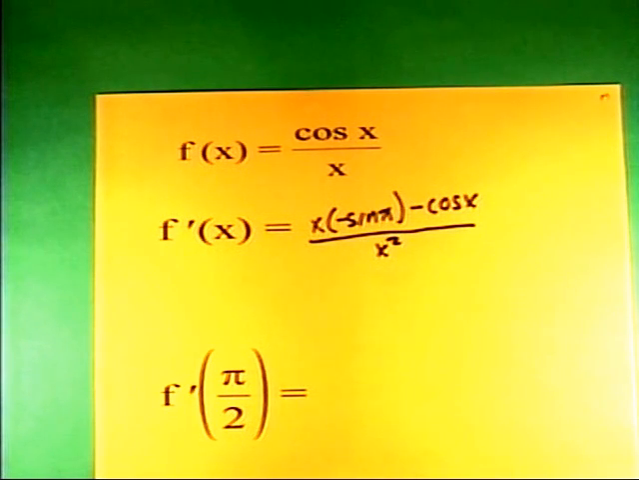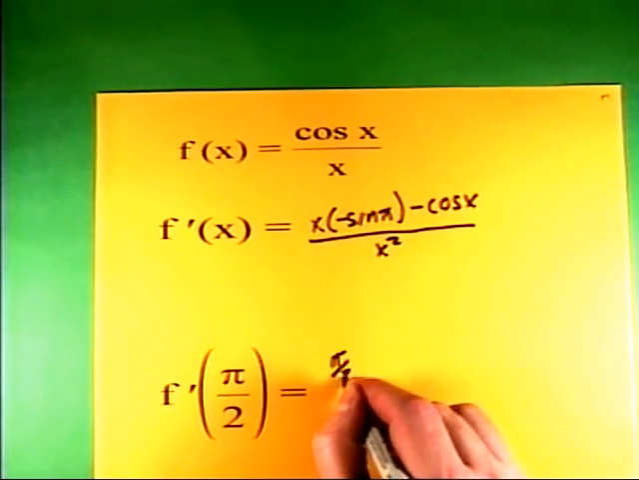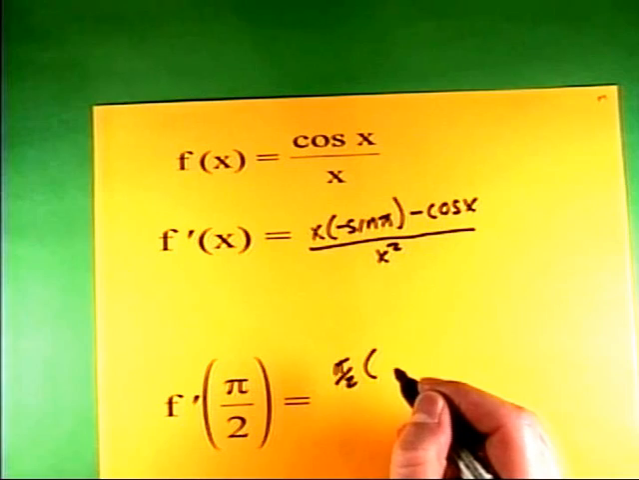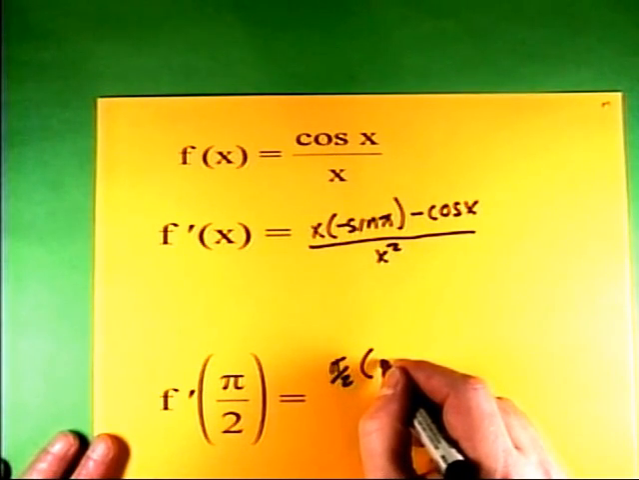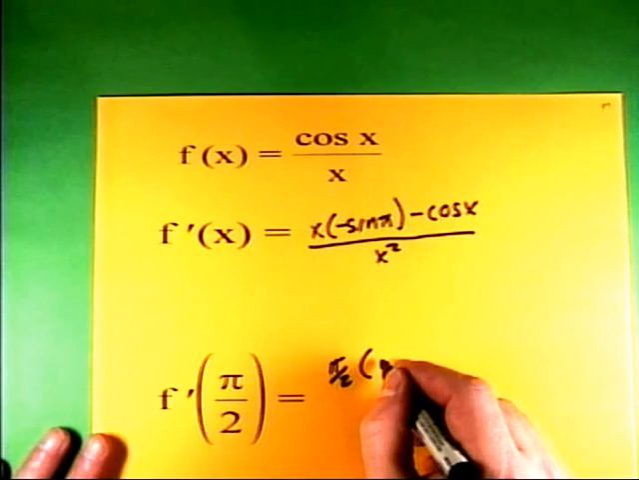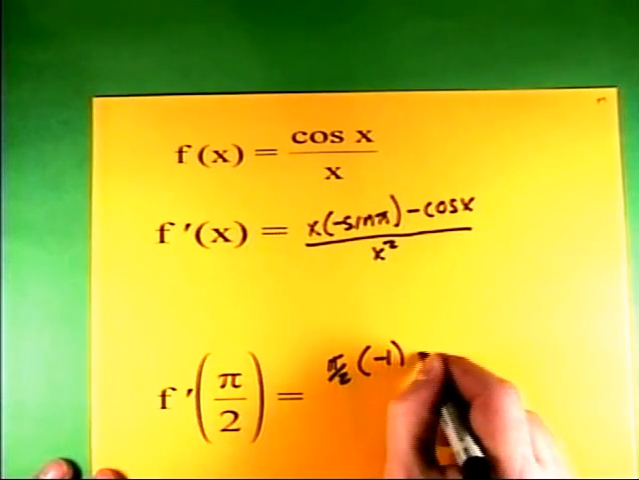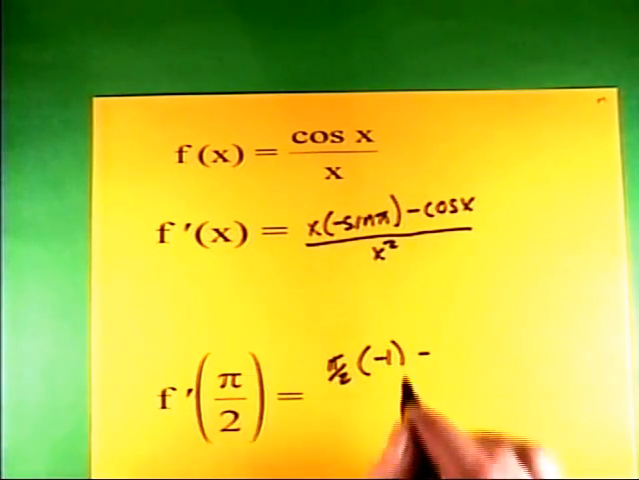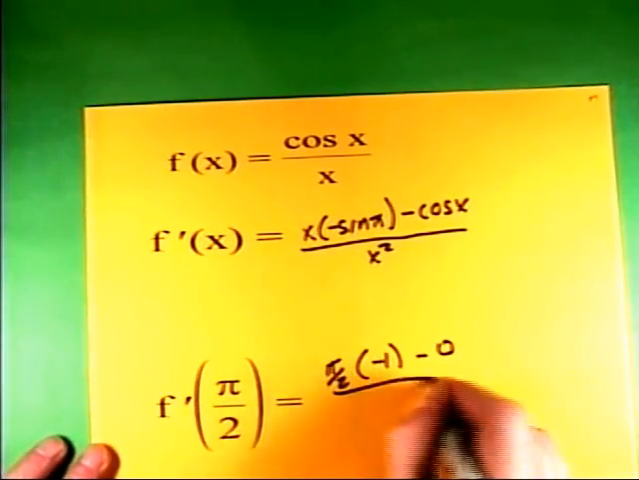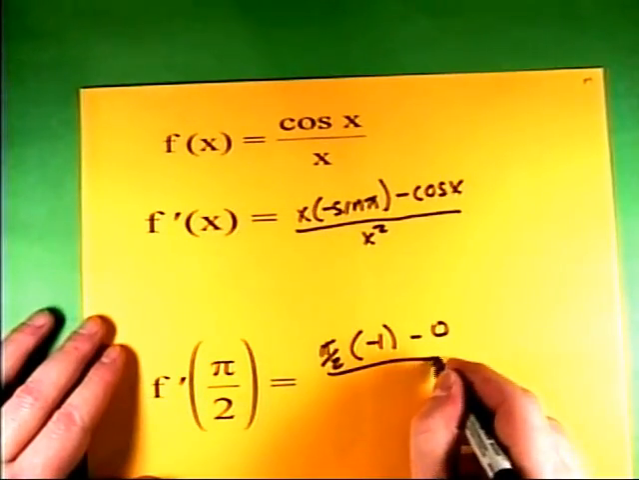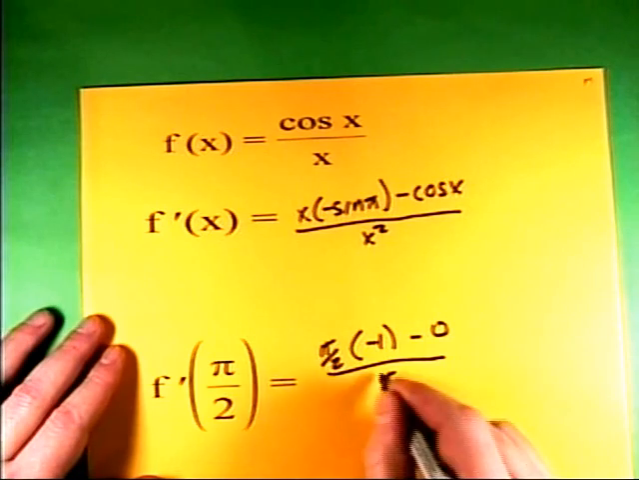Okay, but if I wanted to find f prime of pi over 2, no calculator, what do I have to do? Plug in. So it'll be pi over 2 for x on the outside. Excellent. And then that's sine of 90, so that'll be... negative 1. Negative 1, okay. And cosine of 90? 0. All over pi over 2 squared. Okay, how do I simplify this?